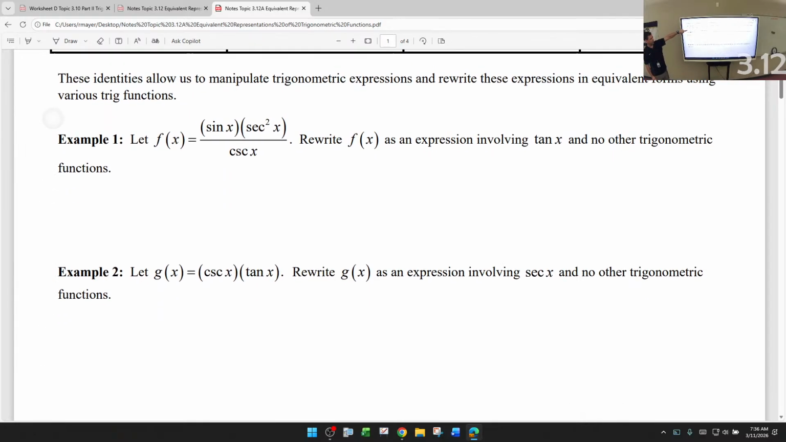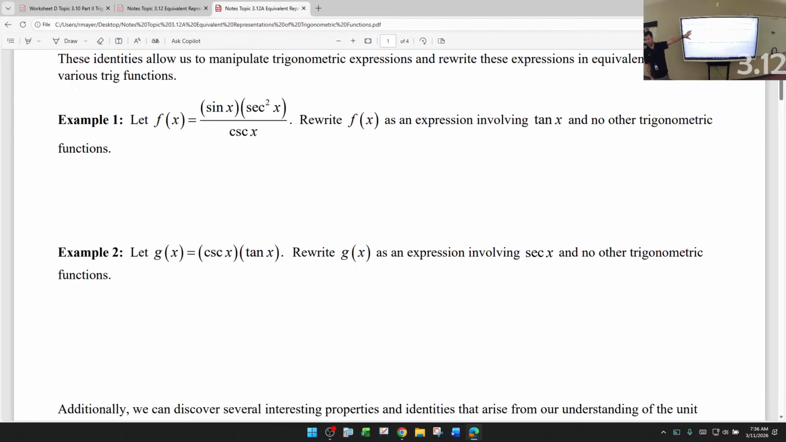So we're going to look at example number 1. I've got f of x, which is y. I've got a sine, a secant squared x, and a cosecant. So I have just thrown a bunch of trigonometric functions up there. Basically, they're going to tell you to simplify this thing, or rewrite it, which basically means simplify it. It doesn't look that difficult right now, but we want to simplify it.